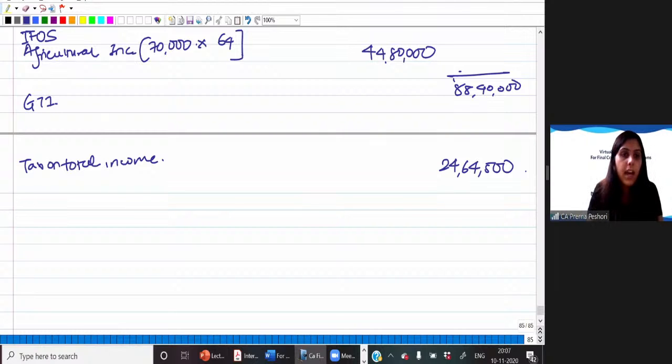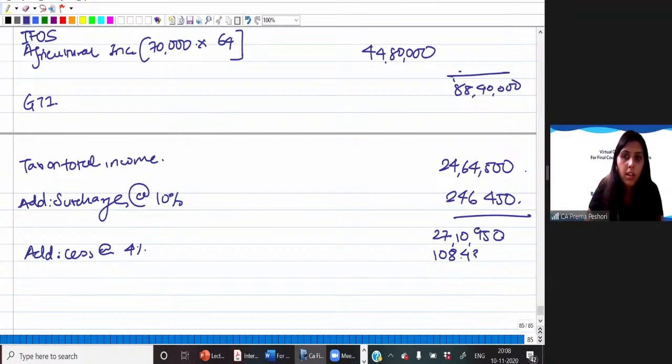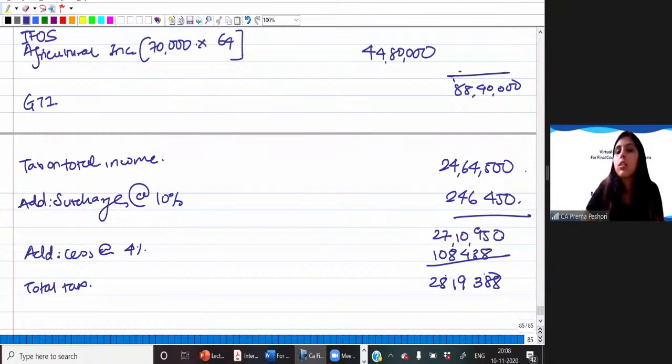24,64,500. Add surcharge at the rate of 10% since the income exceeds 50 lakhs. Right? You will have to add surcharge. 2,46,450. 27,10,950. Add cess at the rate of 4%. 1,08,438. Total tax 28,19,388. Clear?